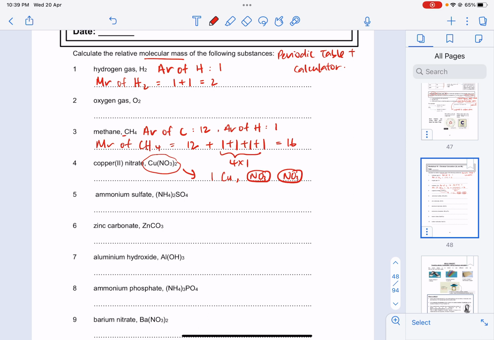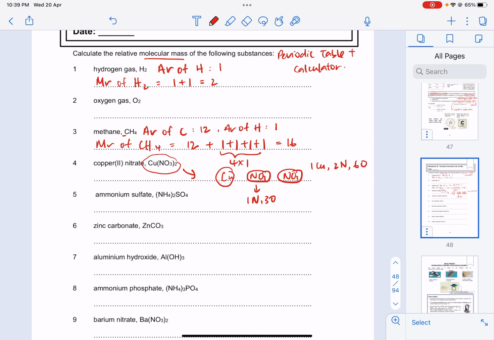Okay, so I write it in this way. Maybe it's easier to see in this way. 1 copper and 2 nitrate. So each nitrate contains 1 nitrogen and 3 oxygen. So can you tell me how many copper, how many nitrogen, and how many oxygen are there? So that makes it 1 copper, 2 nitrogen, and 6 oxygen.